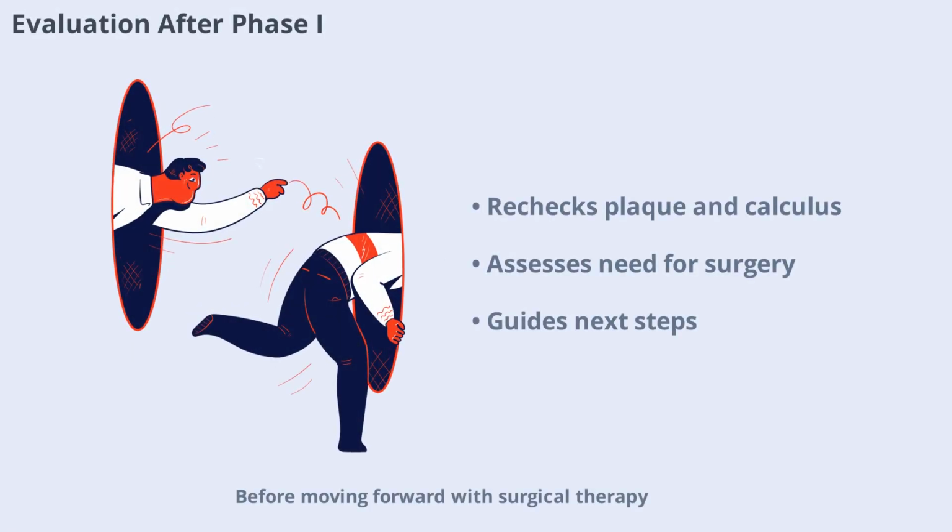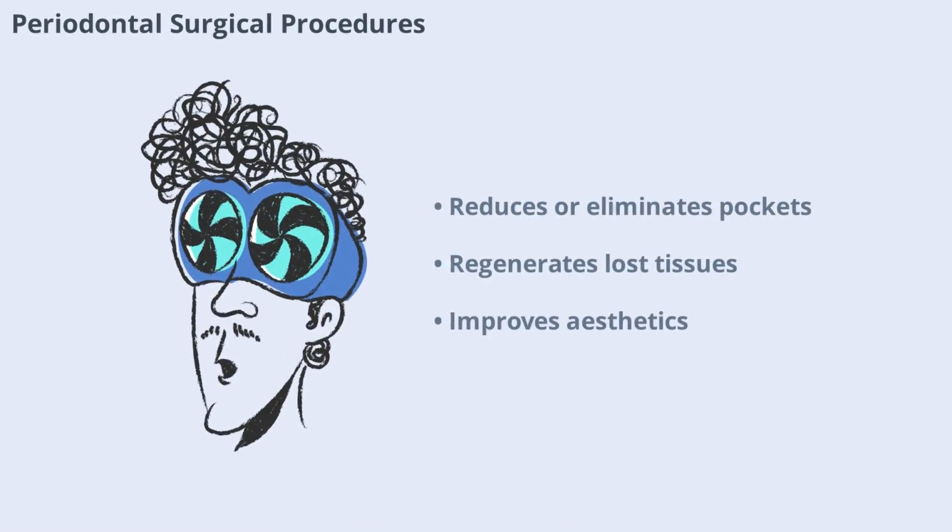Before moving forward with surgical therapy, it's important to evaluate the patient's response to Phase 1. This includes rechecking for plaque, calculus, and caries. The results of this evaluation help determine whether surgical procedures are necessary and, if so, which ones will be most beneficial. Surgical procedures in periodontal therapy are designed to reduce or eliminate pockets, regenerate lost tissues, and improve aesthetics. Common procedures include gingivectomy, periodontal flap surgery, and regenerative techniques. Each procedure is selected based on the patient's unique needs and the extent of periodontal damage.